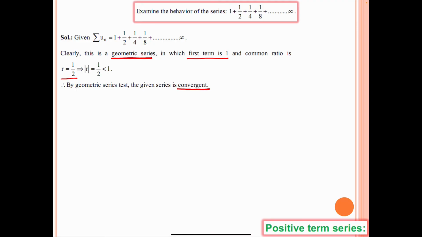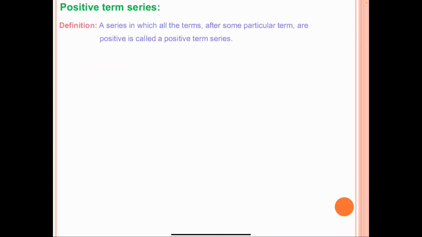Okay, so before we discuss few tests for convergence or divergent or for oscillatory cases, let us define what is positive term series. So a series in which all the terms after some particular term, this point is very, very important, after some particular term are positive is called positive term series. For example, -5, -3, -1, +1, +3, +5, +7, and so on to infinity. So all the terms after these three terms are positive. So that one is a positive term series.